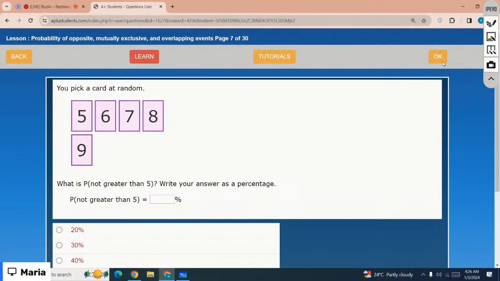1 over 5, and you have to convert it into percentage. So just divide and multiply by 100. So that is only 20% of the cards are not greater than 5. The correct option is 20%. Got it?